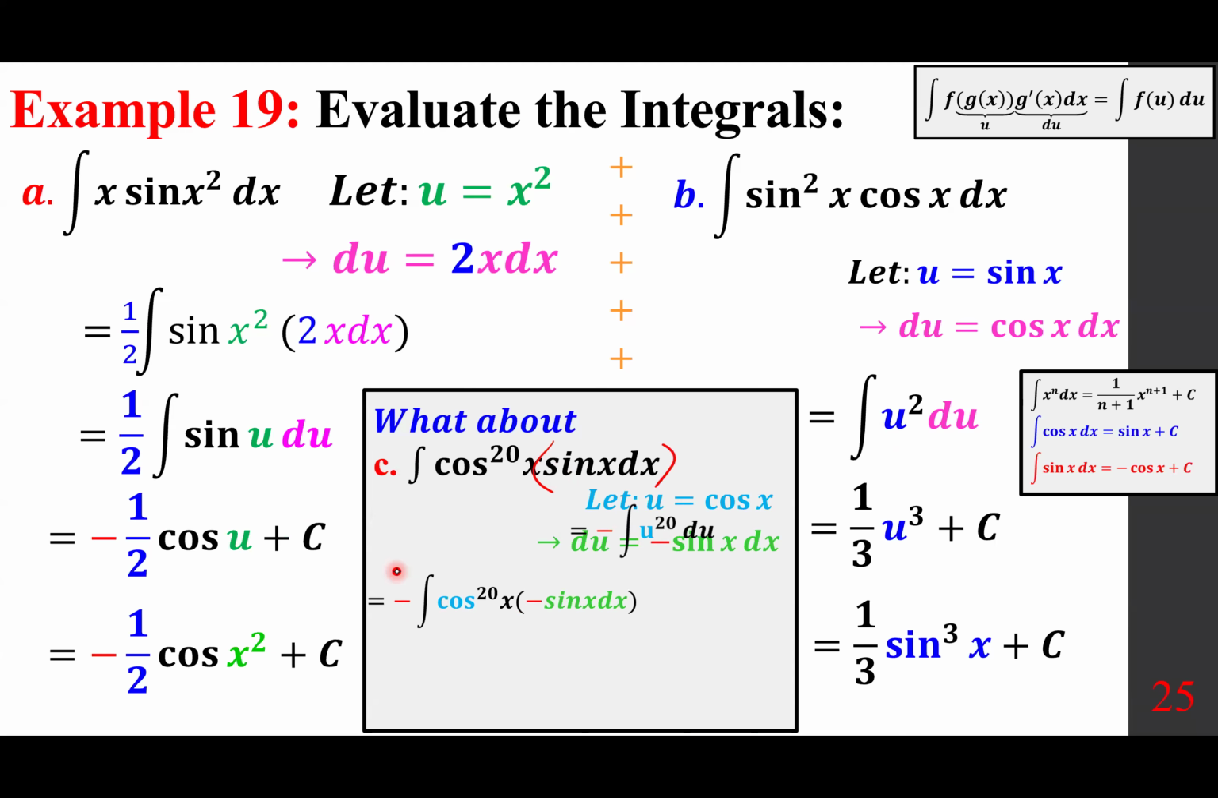So we have negative integral of u to the power of 20 du, using again the power rule, -1/21 u to the power of 21 and a constant. Reversing the substitution gives us the final answer, -1/21 cosine to the power of 21 x plus a constant.